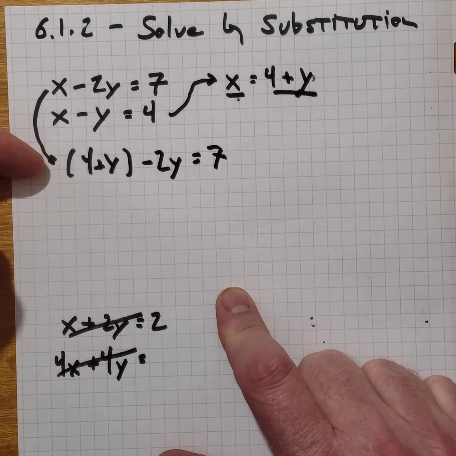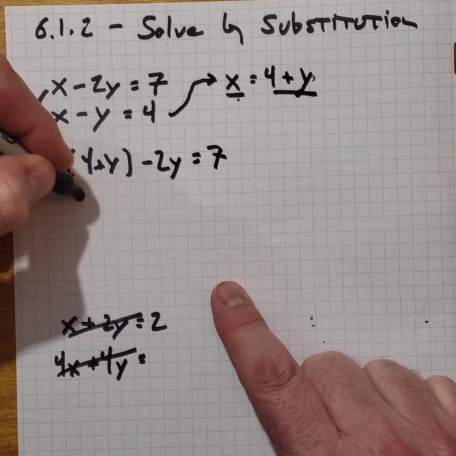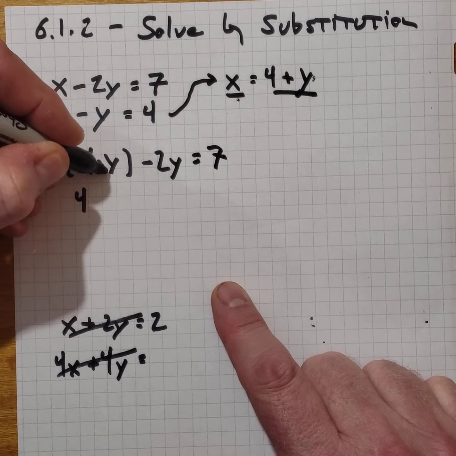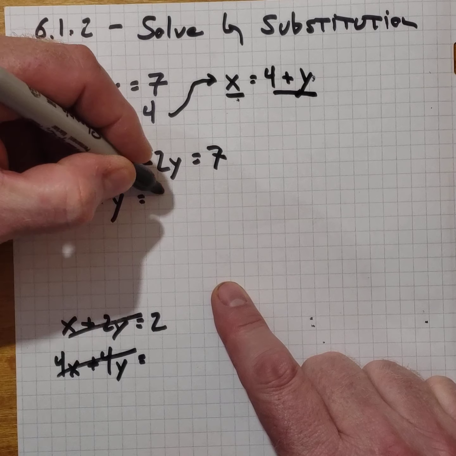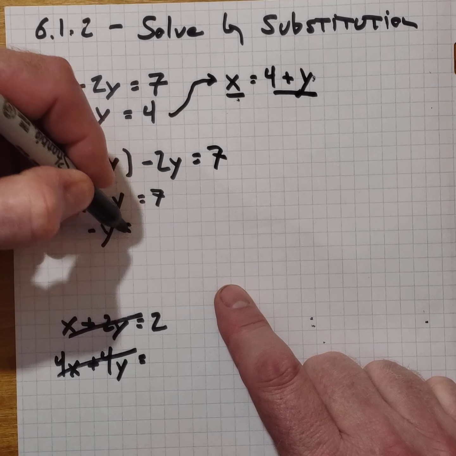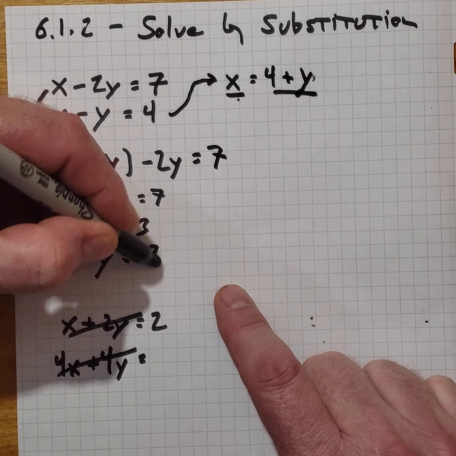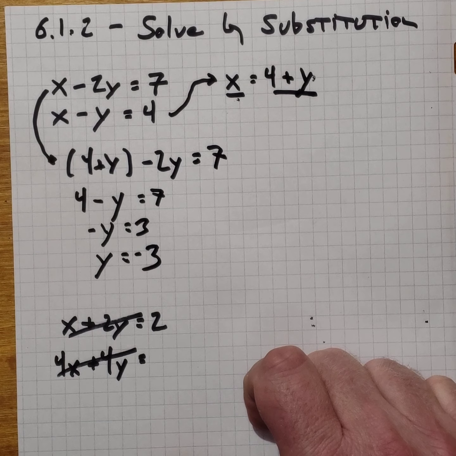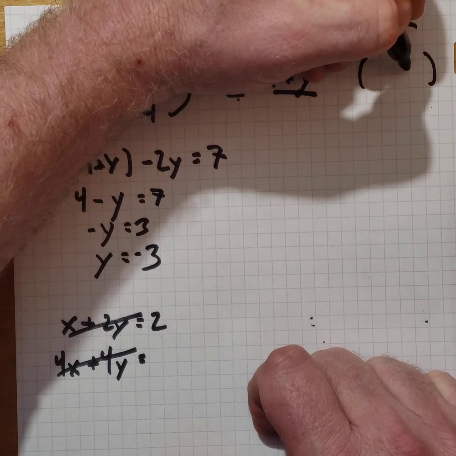And that gives us a new equation to solve. We have 4 plus y minus 2y equals 7. So 4 plus y minus 2y is minus y equals 7. Subtract 4 from both sides, we get negative y equals 3. Multiply by negative 1, we get y equals negative 3. Right? So that's one of our numbers. That's our y coordinate.